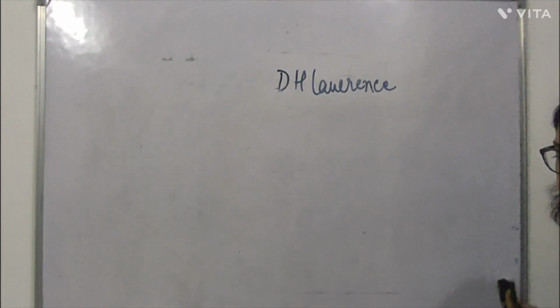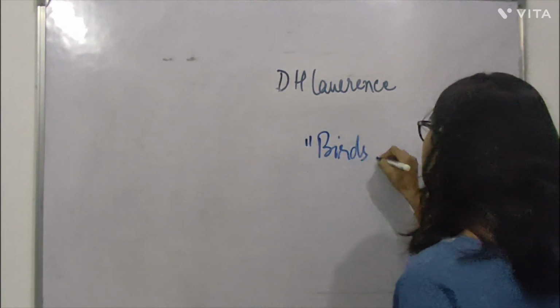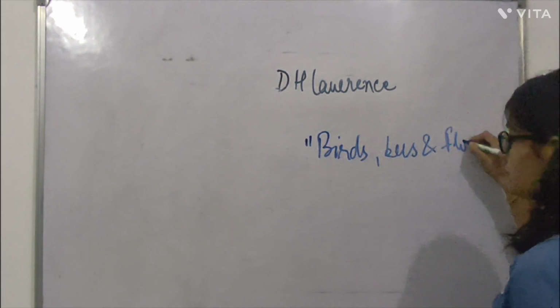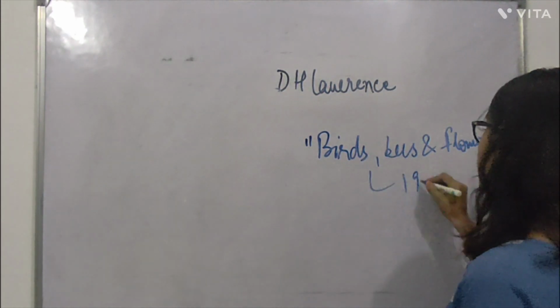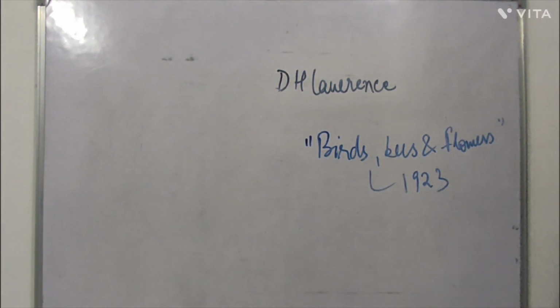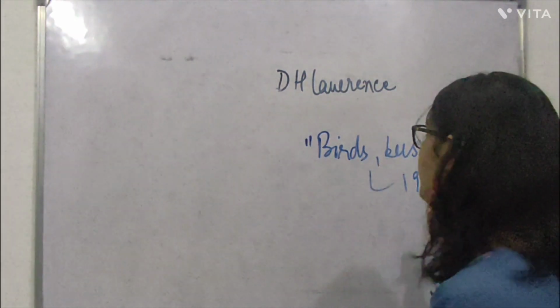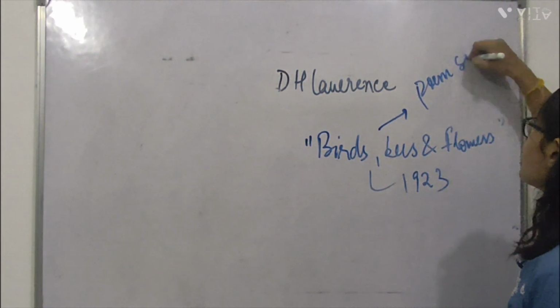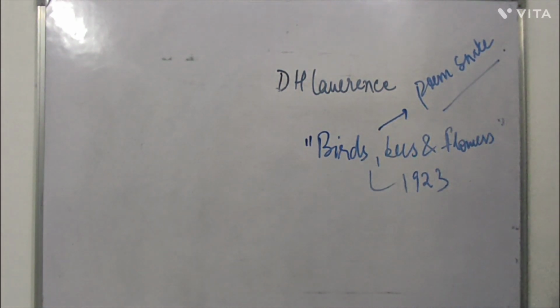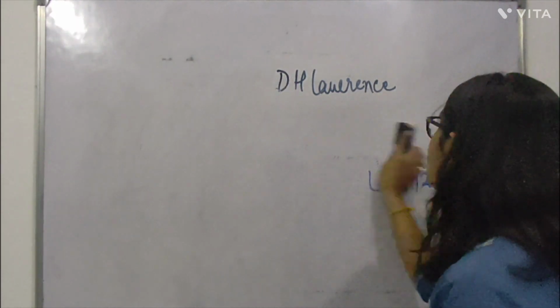Now, the next book that we are going to talk about is called Birds, Beasts and Flowers. This came out in 1923. It was a poetry collection about different animals, birds and flowers, and there are different poems in it. A question has been asked from it about the poem Snake. The question was something like: what collection and what writer does the poem Snake belong to? The Snake belongs to Birds, Beasts and Flowers, which is written by D.H. Lawrence.